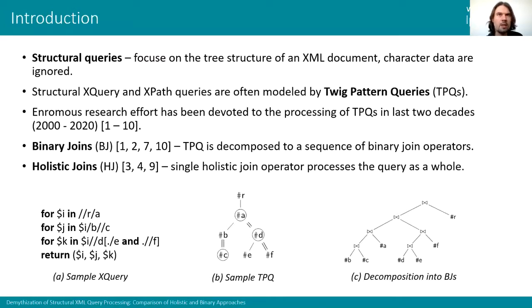Well, let me talk about the TPQ in figure B. We can see that there is a small tree where the tree nodes are called query nodes, and they correspond to the location steps of the path expressions in the XQuery. We can see that some of the edges are single-lined, some of them are double-lined, which corresponds to the parent-child or ancestor-descendant relationships. We can also see that some of the nodes are circled. We call them output query nodes, and they indicate which nodes in the XML tree are enumerated to the end user. The remaining nodes in the TPQ are called non-output query nodes.